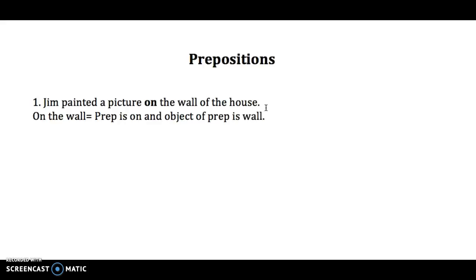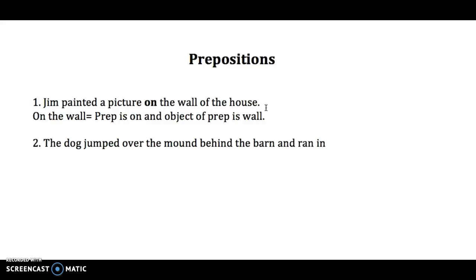Let's do another one. The dog jumped over the mound behind the barn and ran into the street. Now, we're not done with number one. We're going to come back to it because I think there's something we're missing. See if you can catch on to it while we're looking at this next one. So the dog jumped over the mound behind the barn and ran into the street.